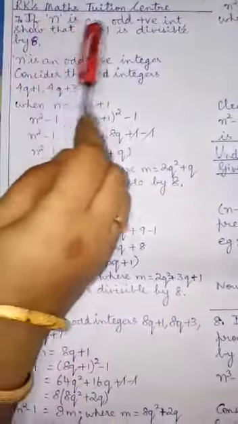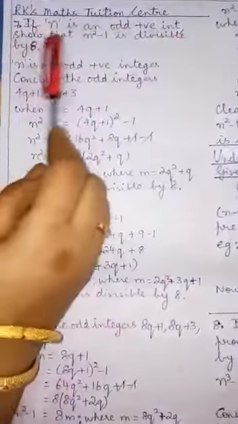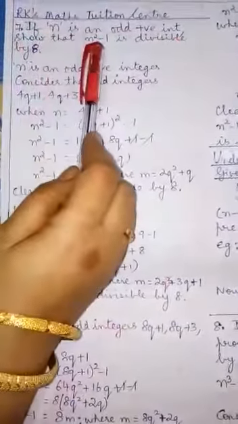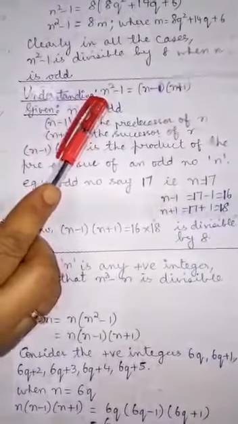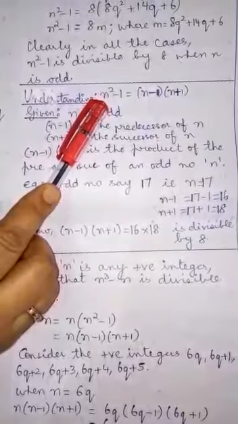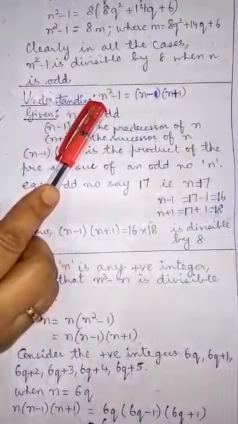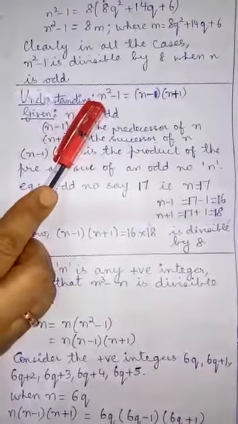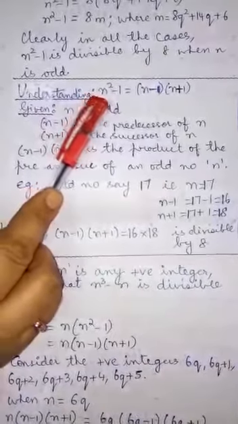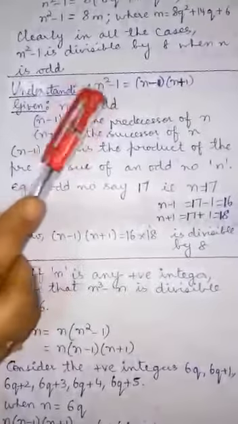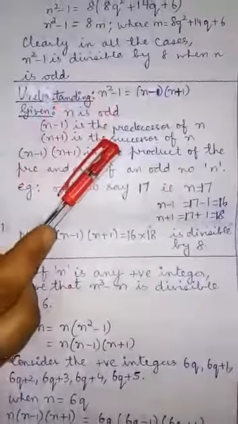If n is an odd positive integer, show that n square minus 1 is divisible by 8. Let's understand this. We are given the expression n square minus 1, in which n is an odd positive integer. Now given this, we need to show that n square minus 1 is always divisible by 8.